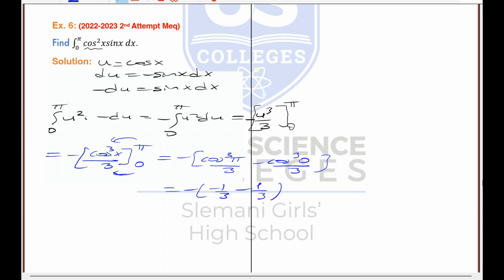I got negative, negative 1 over 3, minus 1 over 3, which is negative 2 over 3. Negative, negative makes positive. 2 over 3 is the answer to this ministry exam question.